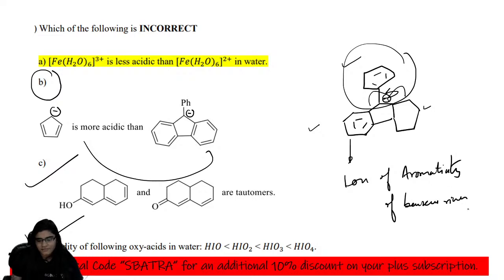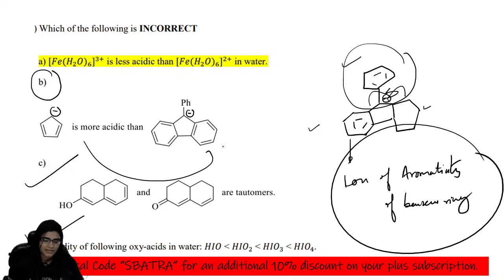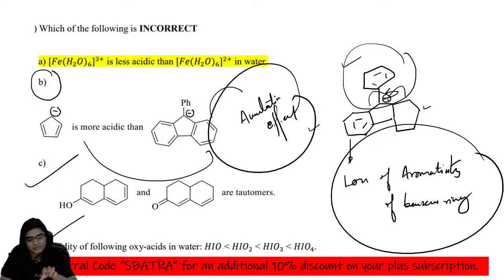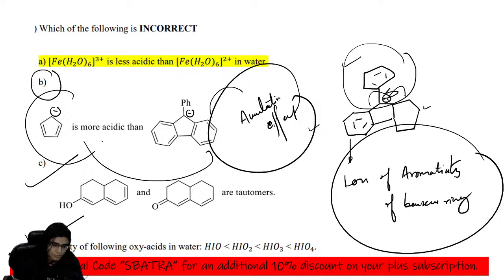If there is loss of aromaticity of a phenyl or benzene ring due to the presence of an alpha negative charge, this effect is known as the annulation effect, because this benzene ring is sharing some of its electron density with this negative charge. This will decrease the electron density on the benzene ring, or lose its aromaticity. So this is going to be more acidic, because this compound is now going to be aromatic.